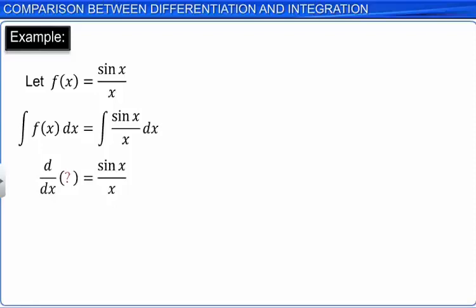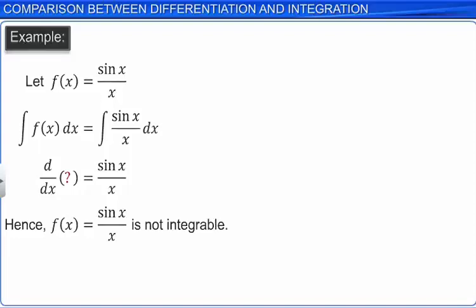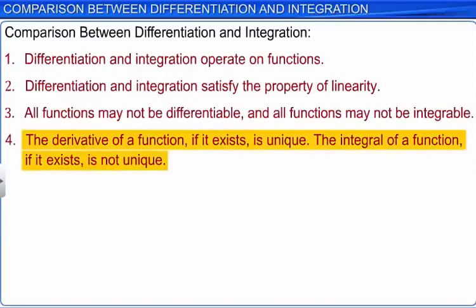Next, we will discuss a difference between differentiation and integration. The derivative of a function, if it exists, is unique. On the other hand, if the integral of a function exists, then it is not unique. Any two integrals of a function differ by a constant.